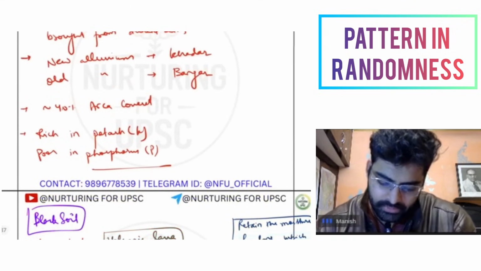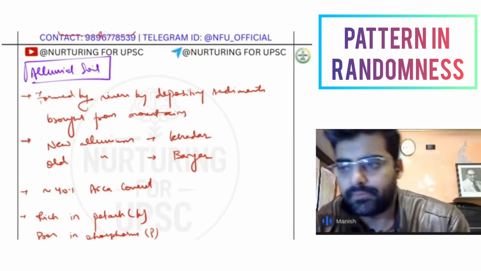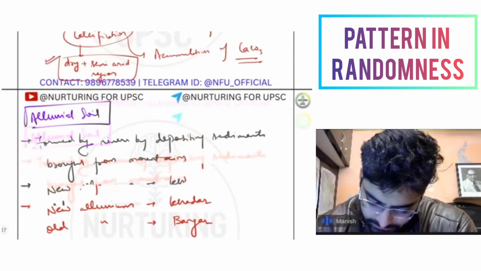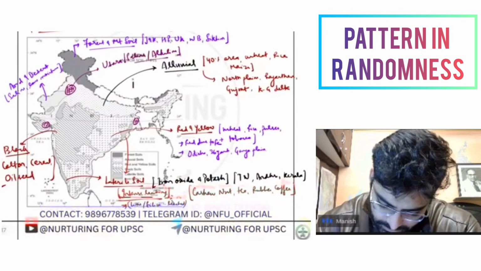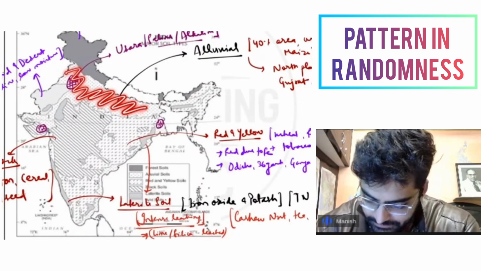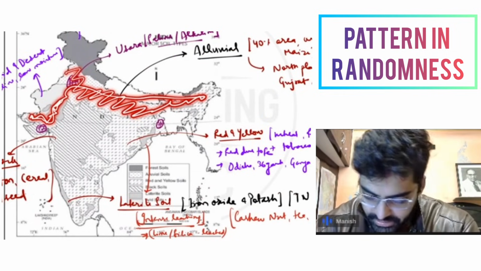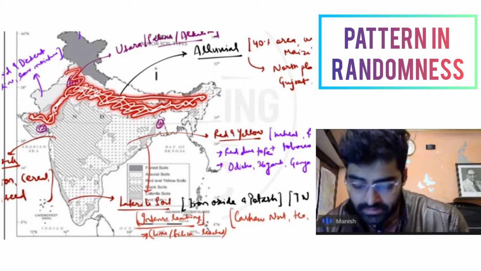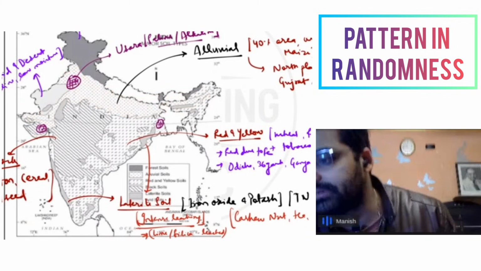All right. So the first soil is alluvial soil. It is formed by rivers depositing sediments brought from the mountains. If you look at the map, here it is, the alluvial soil area from Gujarat to West Bengal. This area we call the Great Plains, and it covers the largest geographical area in India.